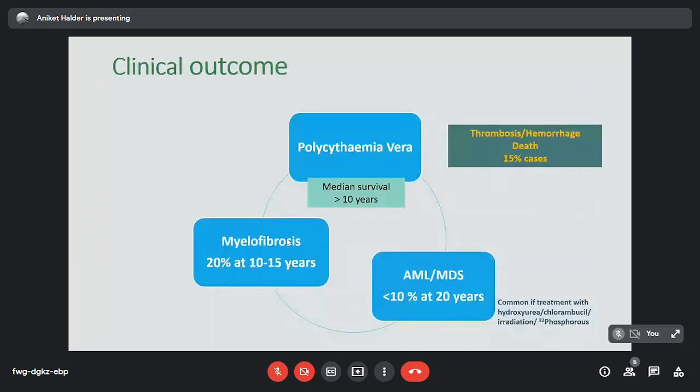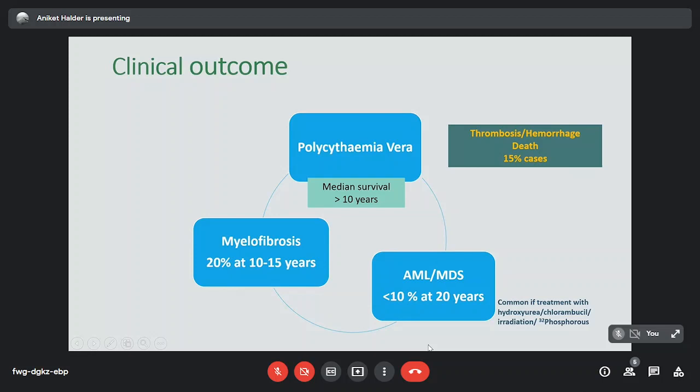The clinical outcome of Polycythemia Vera, usually with treatment, the prognosis is good and median survival is more than 10 years. Thrombosis and hemorrhage are the main causes of death, and it is seen in 15% of cases if the patients are not under therapy. About 20% of cases can advance to post-Polycythemia Vera myelofibrosis at 10 to 15 years after diagnosis.